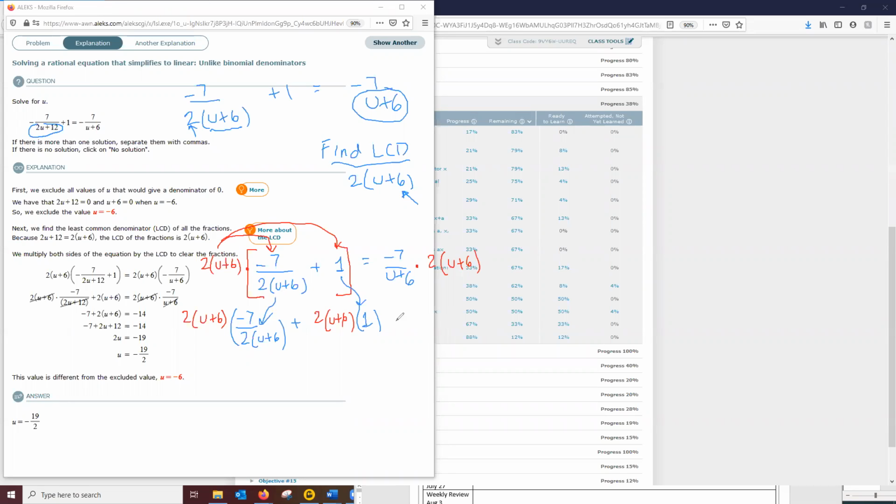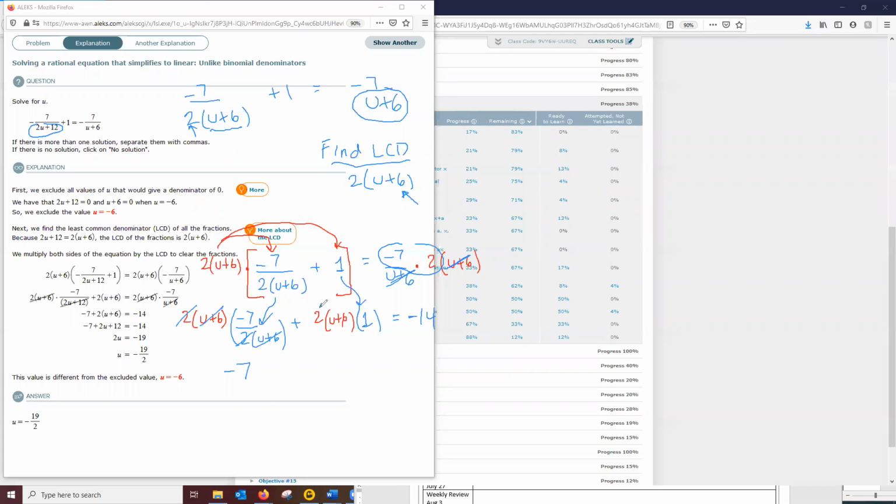Okay, and on the right-hand side, I'm noticing this u plus 6 cancels out with that u plus 6, so I just have -7 times 2, which is -14. All right, well, again, good news. This 2 cancels out with that 2. This u plus 6 cancels out with that u plus 6. Okay, so I'm left here with -7.